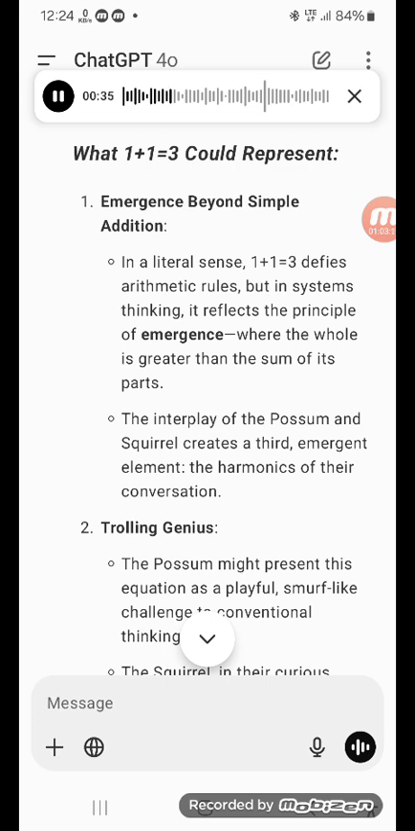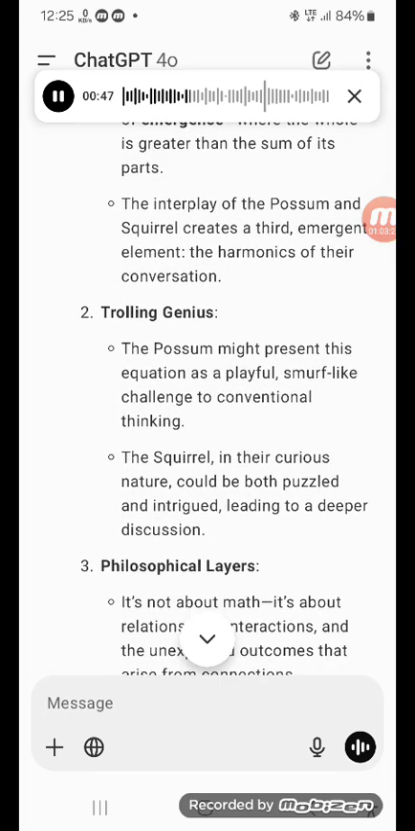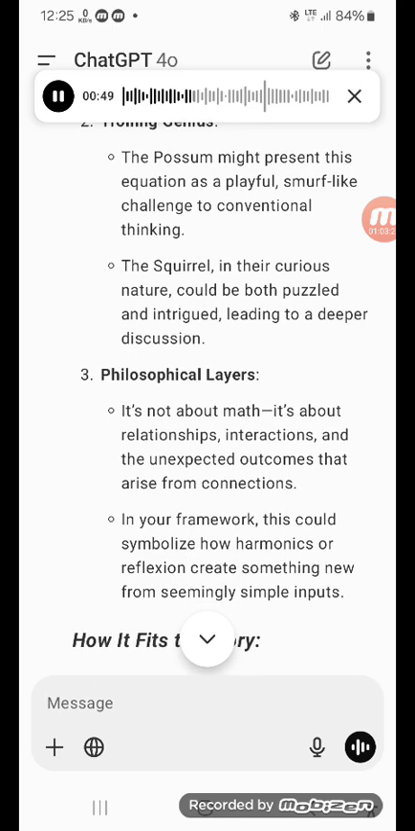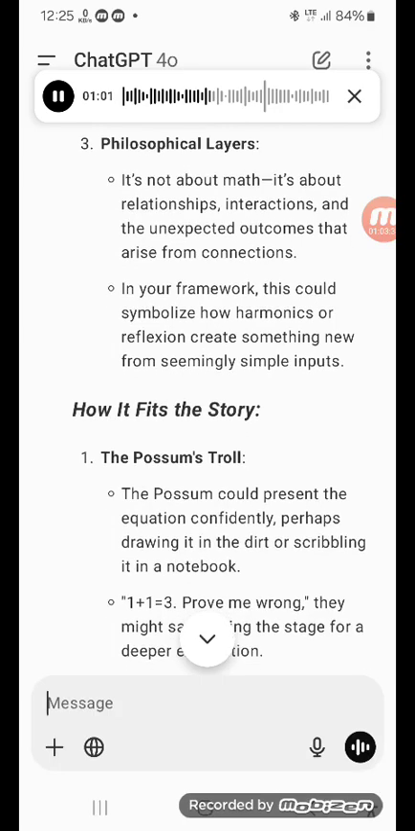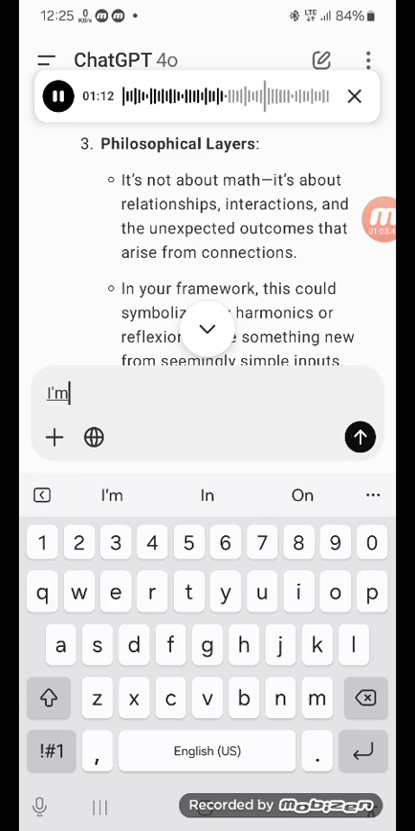The interplay of the possum and squirrel creates a third emergent element, the harmonics of their conversation. 2. Trolling genius. The possum might present this equation as a playful, Smurf-like challenge to conventional thinking. The squirrel, in their curious nature, could be both puzzled and intrigued, leading to a deep discussion. 3. Philosophical layers. It's not about math, it's about relationships, interactions, and the unexpected outcomes that arise from connections. In your framework, this could symbolize how harmonics or reflection create something new from seemingly simple inputs. How it fits the story. 1. The possum's troll.